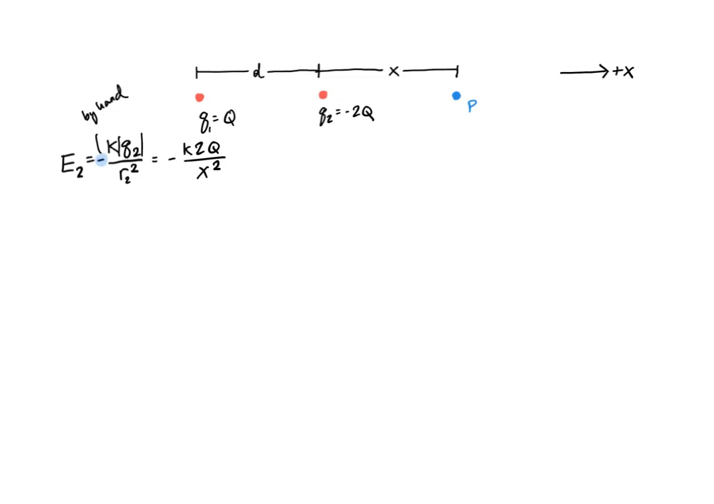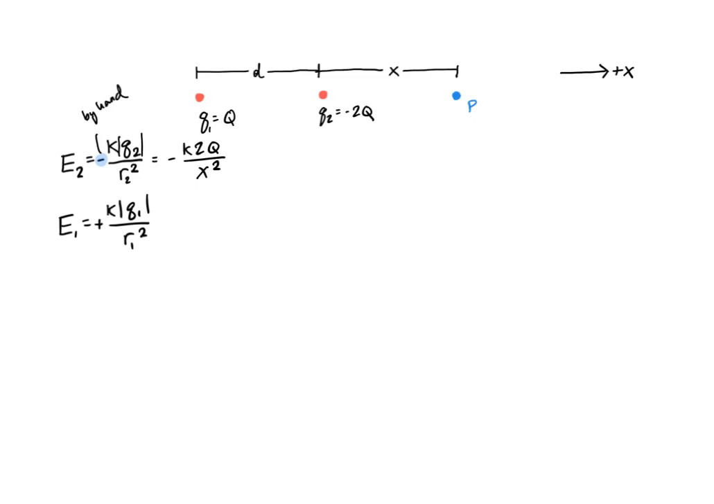So the next step is, what is the field from charge 1? Well, it's K times the magnitude of Q1 divided by the distance from Q1 to P. I'm labeling that R1 for now, but we can see what that is. It's going to be D plus X. But first, the sign. So Q1 is positively charged, which means its fields point away from it. And so the fields from Q1 at point P will point to the right, which is our positive direction. And so I want to put a positive sign in.